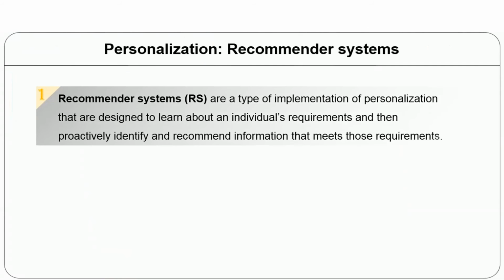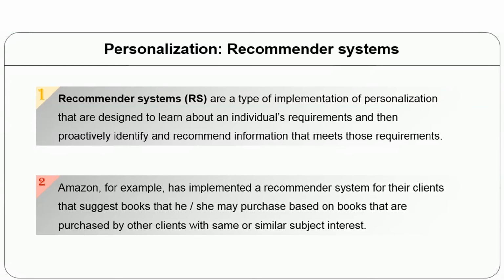Examples: recommender system, which I mentioned just now. It's a type of implementation of personalization that is designed to learn about individuals' requirements, then proactively identify and recommend information that meets those requirements. Amazon has implemented a recommender system for their clients, which suggests books that a client may be interested to purchase, based on other clients with the same or similar interests.